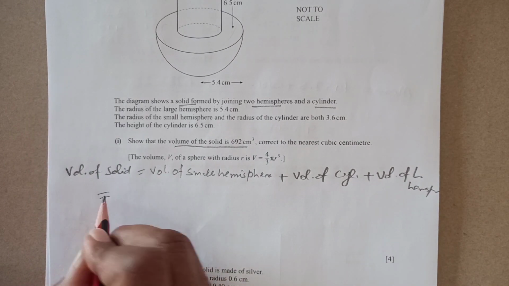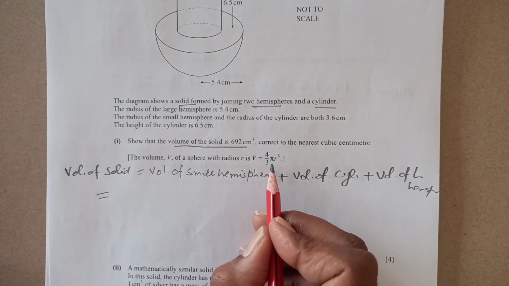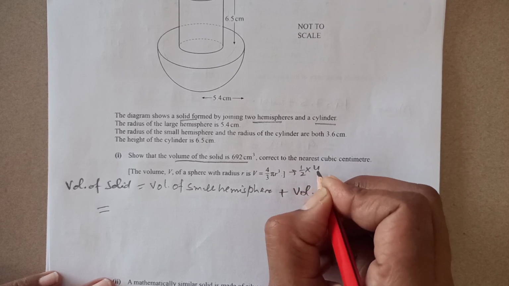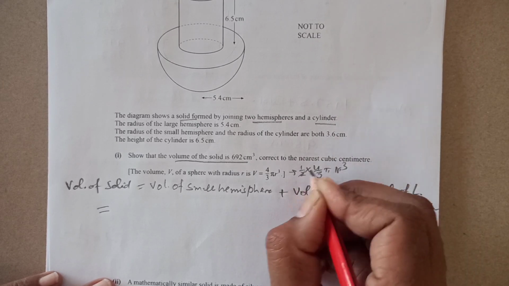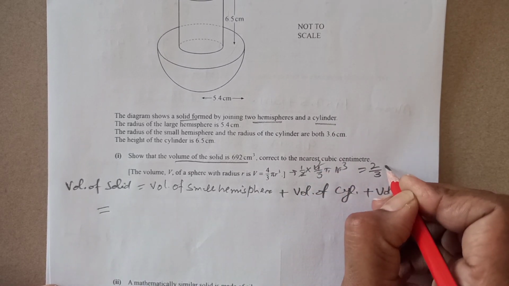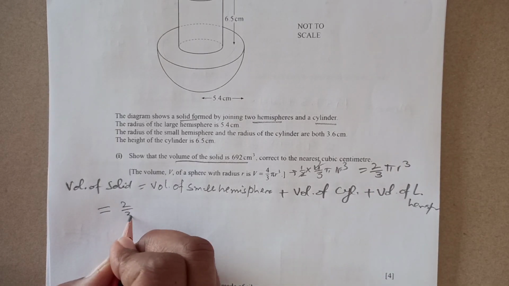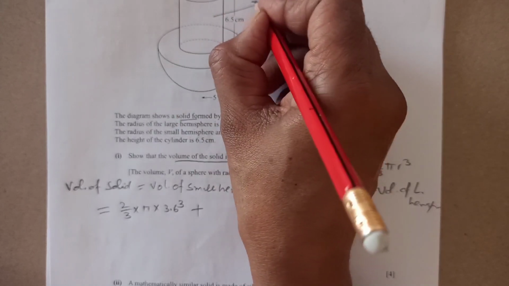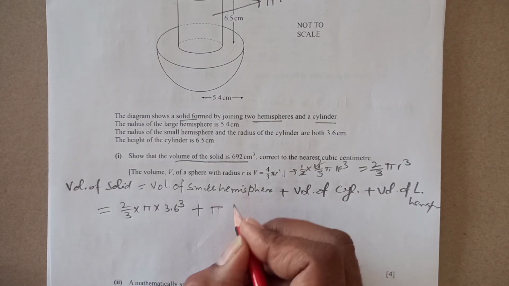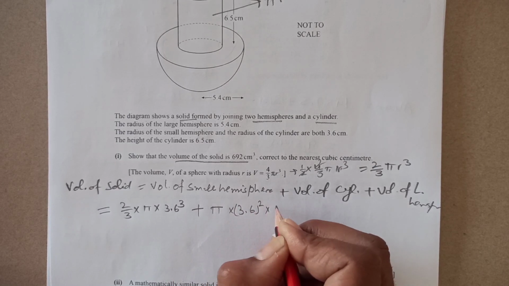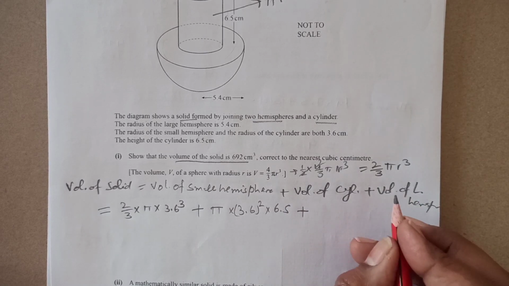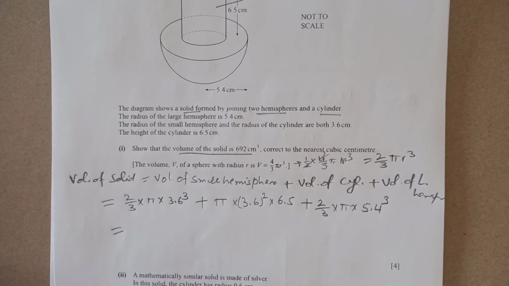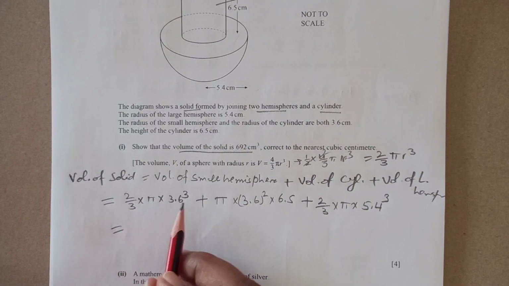The volume of a sphere is 4 over 3 pi r cubed. A hemisphere is half of this, so it is 2 over 3 pi r cubed. So 2 over 3 times pi times 3.6 cubed. Then the volume of the cylinder: the formula is pi r squared h, right? Pi times 3.6 squared times 6.5. Then the large hemisphere will be 2 over 3 pi times 5.4 cubed, right? When you calculate this, I have already done it, you just use your calculator.